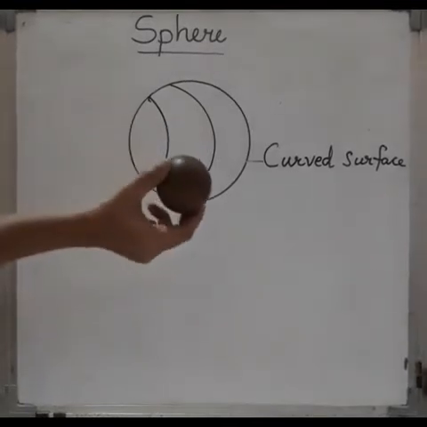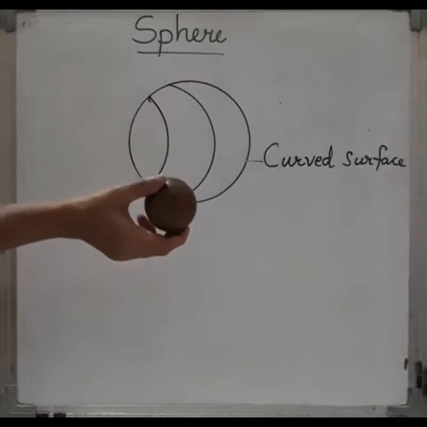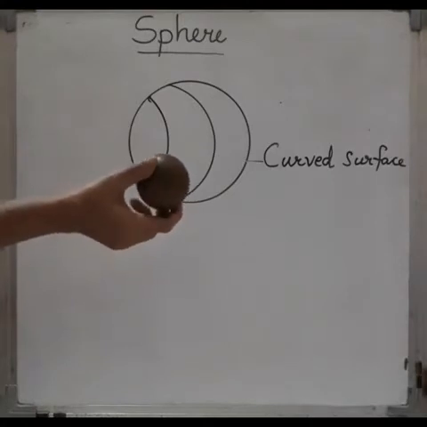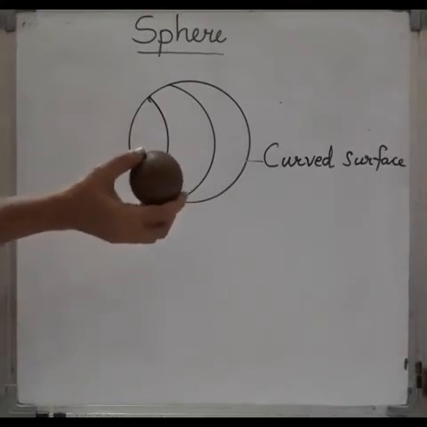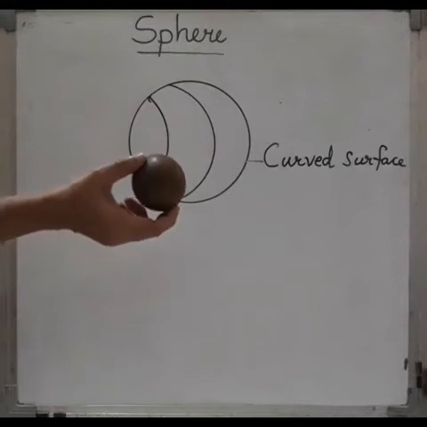This is an example of a sphere. You all have balls now, so you can learn it easily. So what is the shape of your ball? It's sphere shape. Okay?